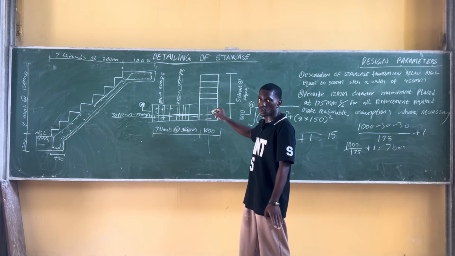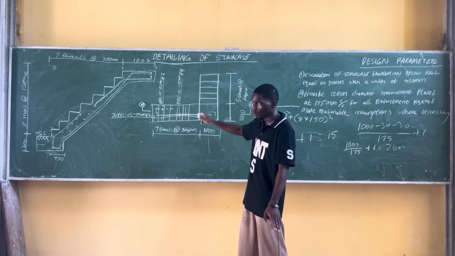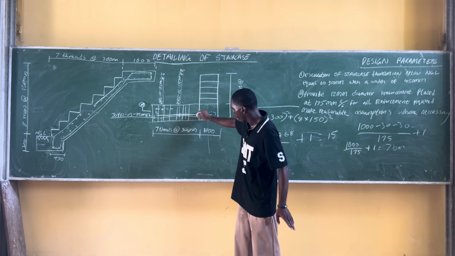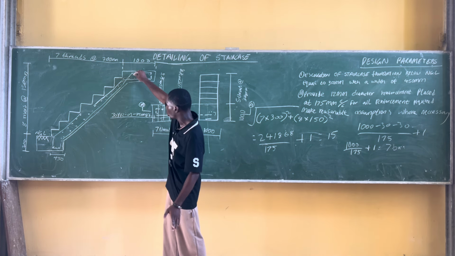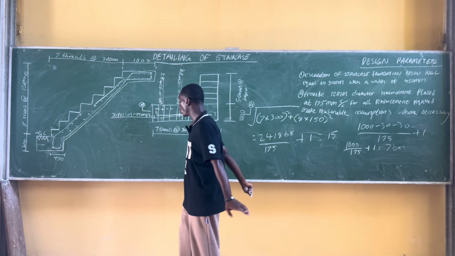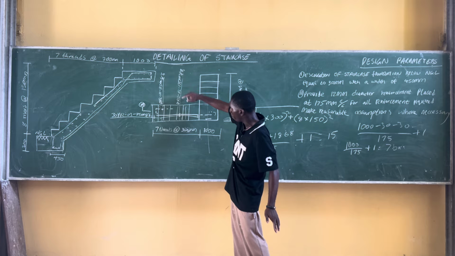So 1000 divided by 175 plus 1, we're getting 7 Y. But remember, these are the same reinforcements here. It didn't cut with this top reinforcement. It didn't cut, so it will still be the same bar mark. So we'll be working on 7 Y 12 at the bar mark.